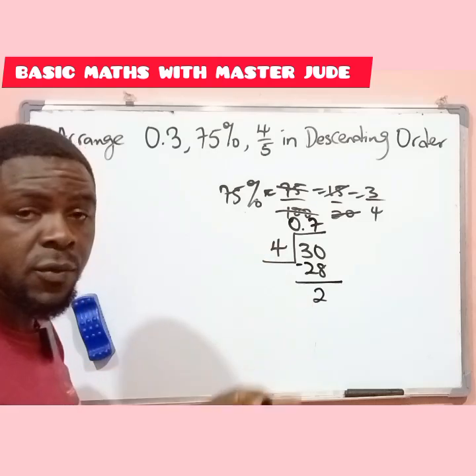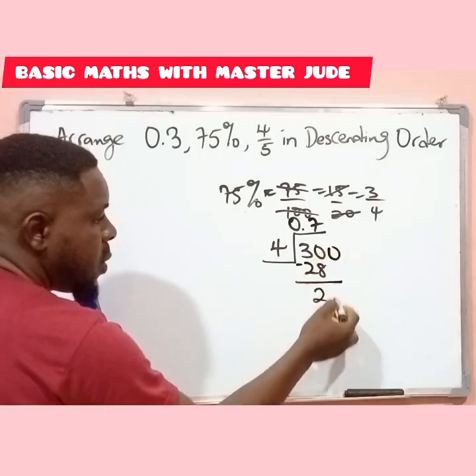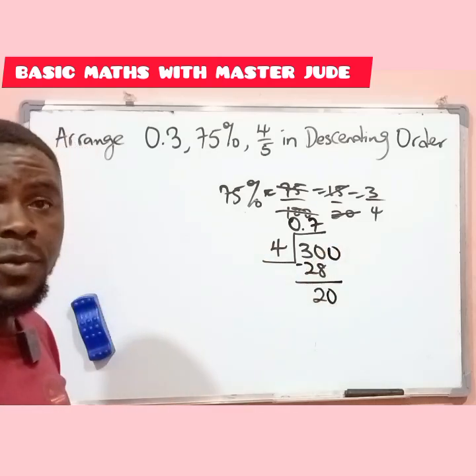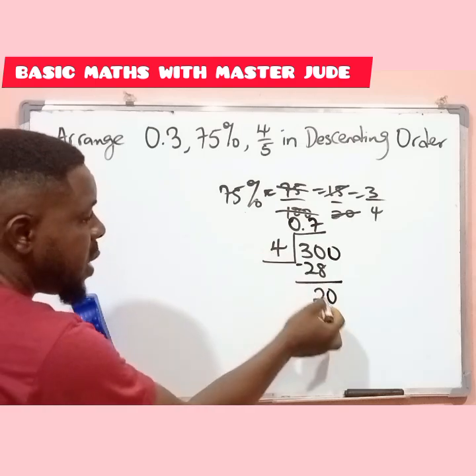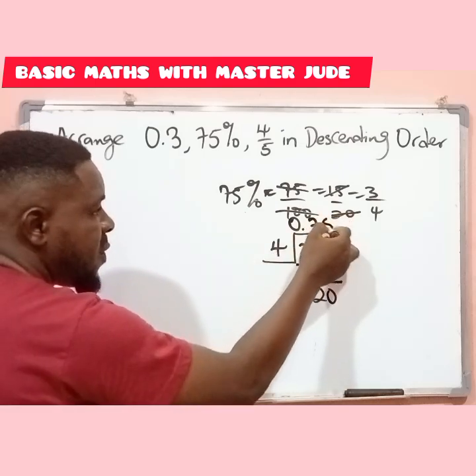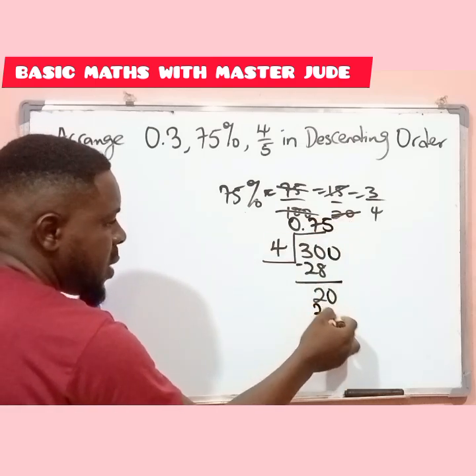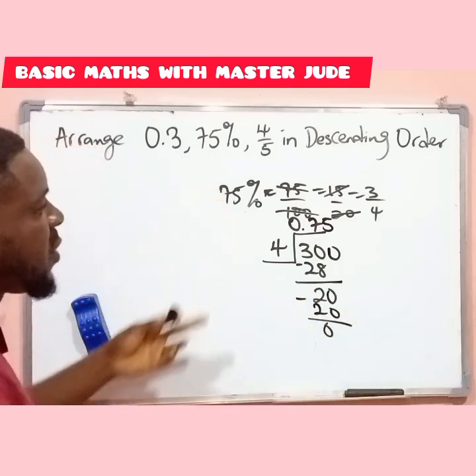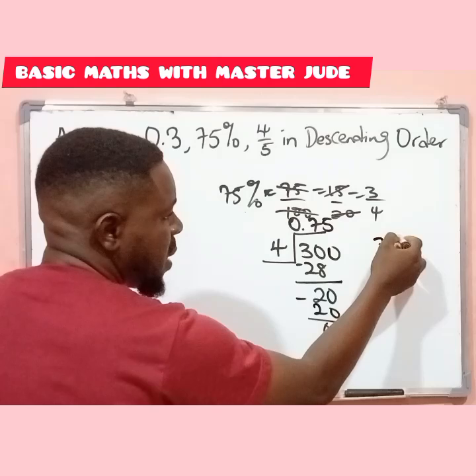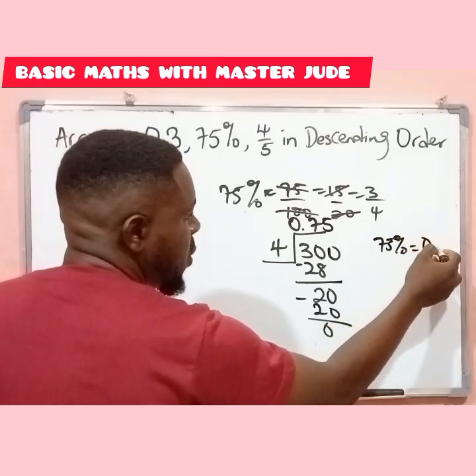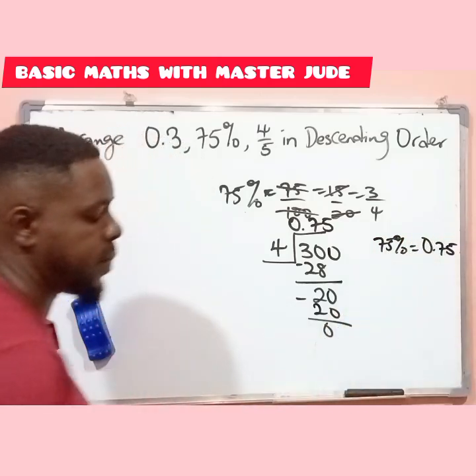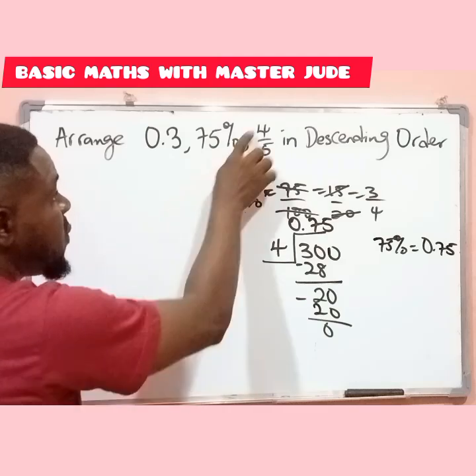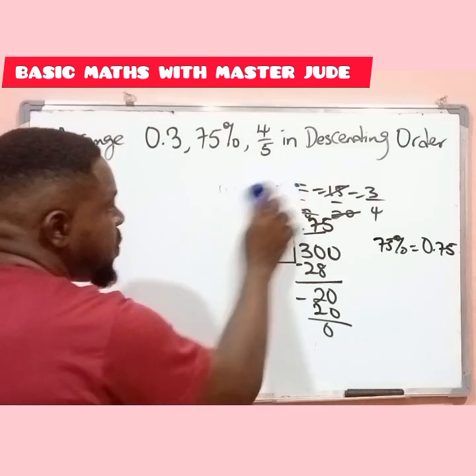Can 4 go into 2? No. You add a 0 here, you add another 0 to 2, it becomes 20. 4 into 20 will give me 5. 5 times 4 is 20. 20 minus 20 will give me what? 0. So if I change 75% to decimal, it will be 0.75. Now let's change 4/5 to decimal form.